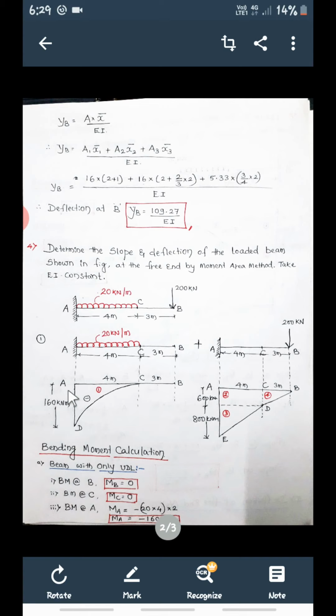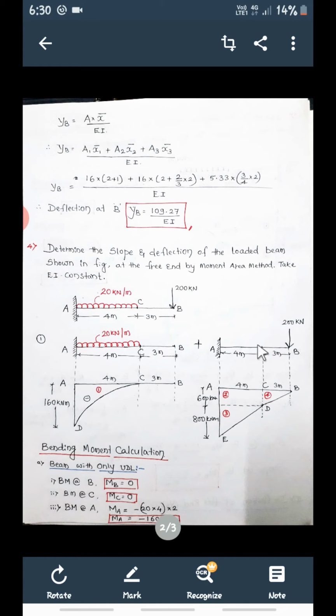For this, draw the baseline, with A, C, B. Bending moment at B is 0, at C is 0, and at A it is minus 160. Minus means below the baseline, so show 160 kilonewton meter. From A to C, UDL is there, and UDL means a curve, so a parabolic spandrel will be there. From C to B, is there any load? No. The bending moment here is 0 and here is 0, so this line will remain the same. This is the bending moment diagram for the UDL only.